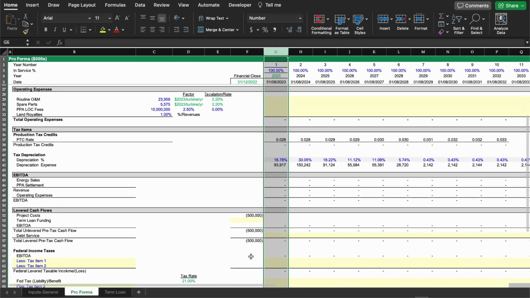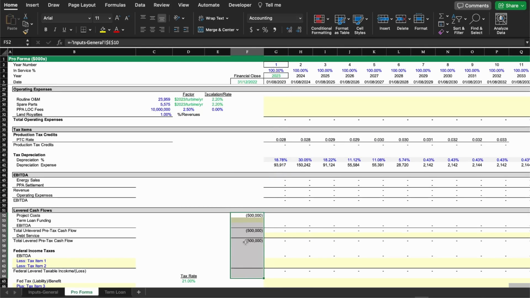Oh, see, here I get the answer I'm looking for. We have here the costs, okay? The cost comes on the period 0 because this is an overnight financial model. So this is already a period of operation. Here we have our financial close date, so this is period 0, and here we have operations. Okay, so I got my answer.